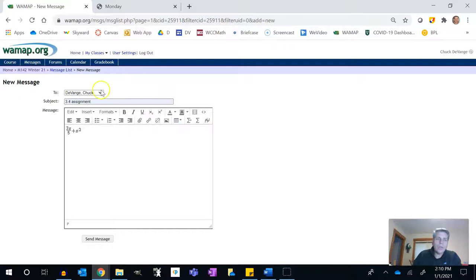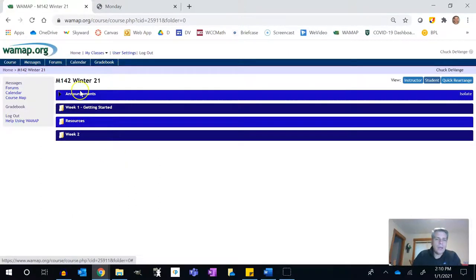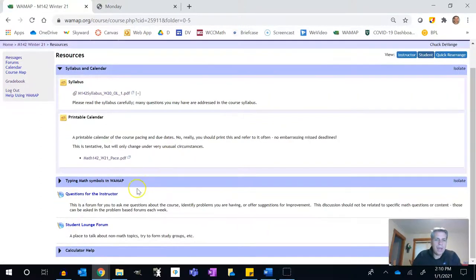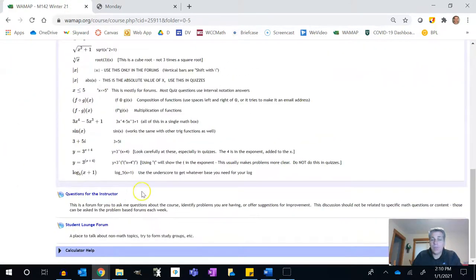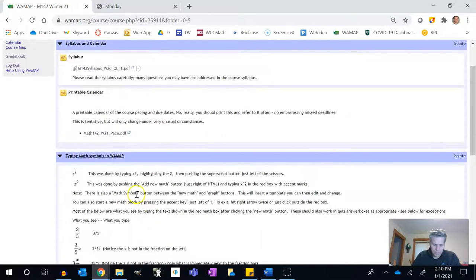There is a part in resources I want you to take a peek at: typing math symbols in WAMAP. Look at this section right here. This tells you ways to get any symbol that we'll need for this course in here.